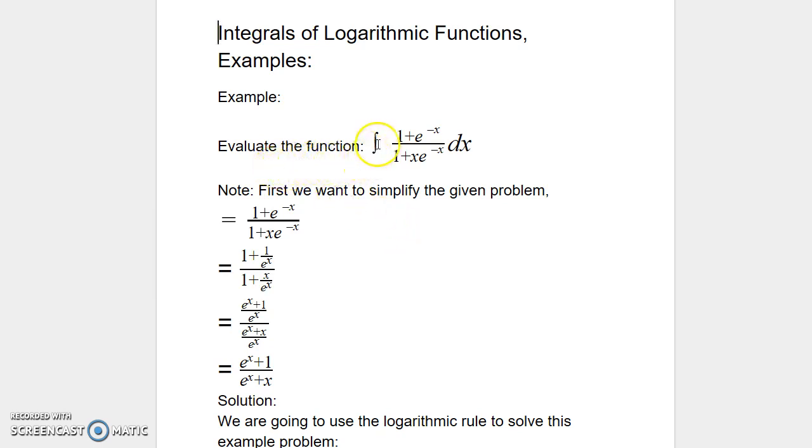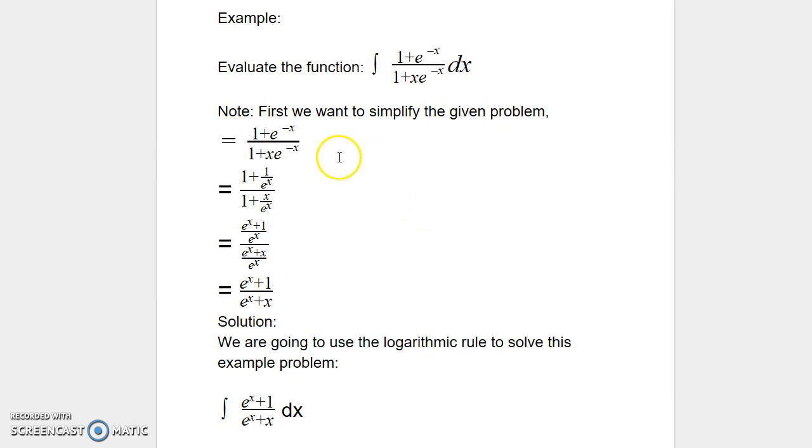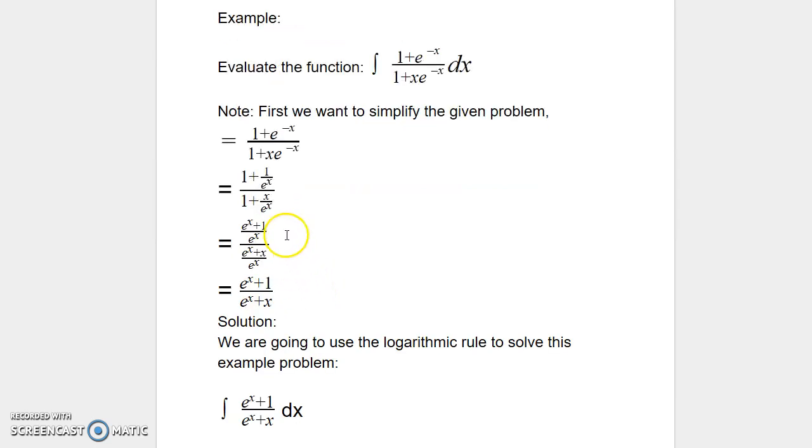We want to evaluate the integral of (1 plus e to the power of minus x) divided by (1 plus x e to the power of minus x) dx, as shown here. Before we solve this example problem, we want to simplify it. We're going to take the numerator part and the denominator part and rewrite it as 1 plus 1 over e to the power of x, that's the numerator part, divided by 1 plus x over e to the power of x, that's the denominator part. So we're going to take the common denominator for the numerator part and the common denominator for the denominator part.